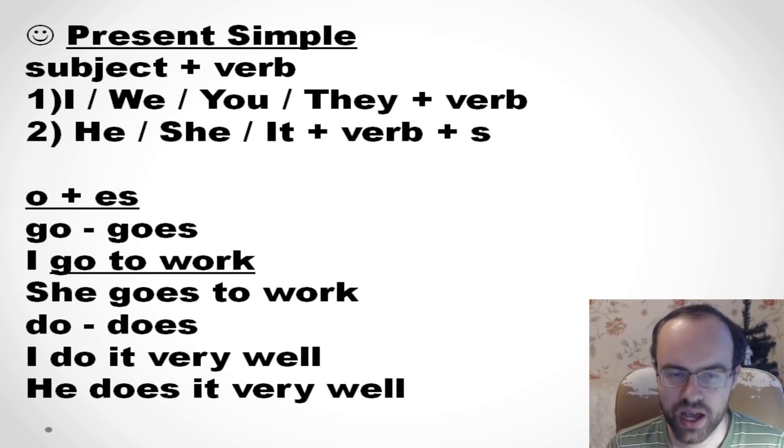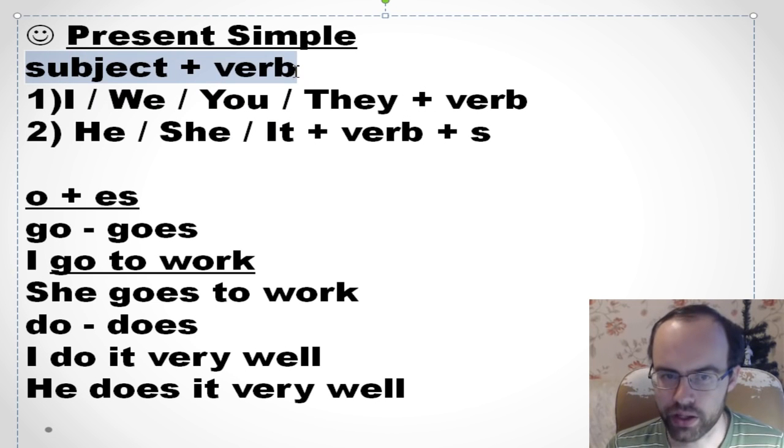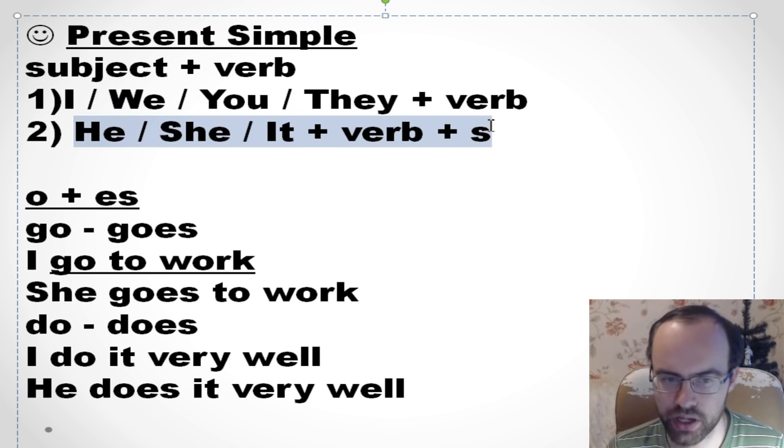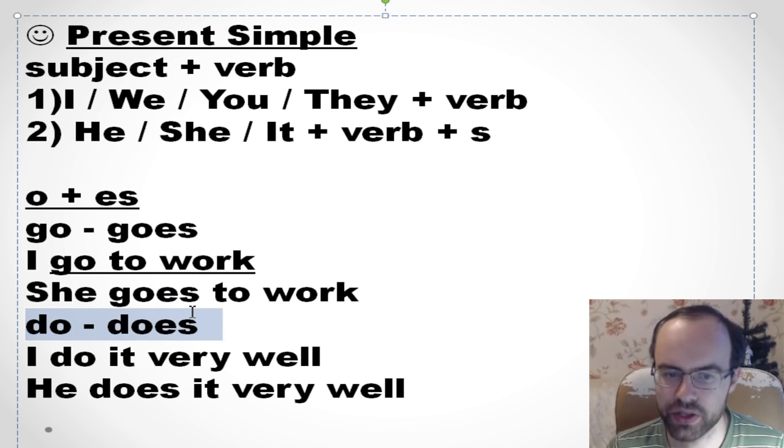Okay, so as you see, we are going to talk about present simple. We usually form it this way: subject plus verb. So I, we, you, they plus verb; he, she, it plus verb plus s. If you have o at the end of the verb, you add es, like go, goes. Look, I go to work, but she goes to work. One more example: do, does.